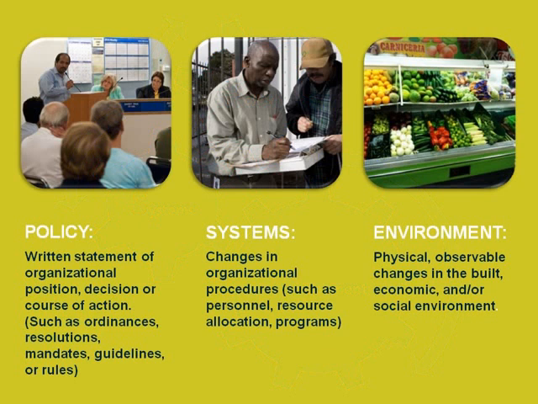Oh, thanks, Heather. So when we say policy, we mean a written statement of organizational position, decision, or course of action. These are things such as ordinances, resolutions, mandates, guidelines, or broadly, they're basically rules. Systems are changes in organizational procedures such as personnel, resource allocation, or programs. And environmental encompasses physical, observable changes in the environment, whether that be the built environment, the economic environment, or the social environment.